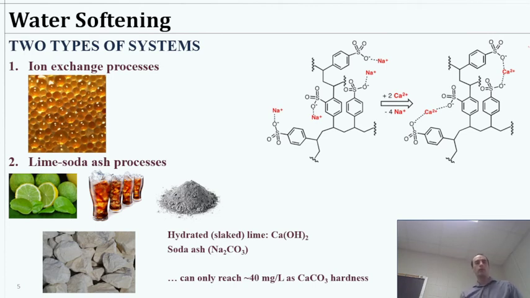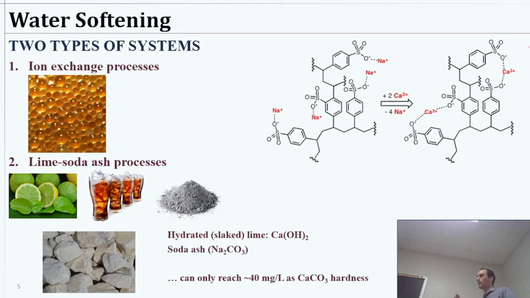So, little pictures here to portray that. Essentially what we'll do is add what's called slaked or hydrated lime, so calcium hydroxide. So we're adding calcium, and then we're going to add this soda ash, which is sodium bicarbonate, Na2CO3. And by adding these, you'd think, wait a second, we're just adding a whole bunch of stuff. Why are we adding stuff to the water? How's that going to do anything?